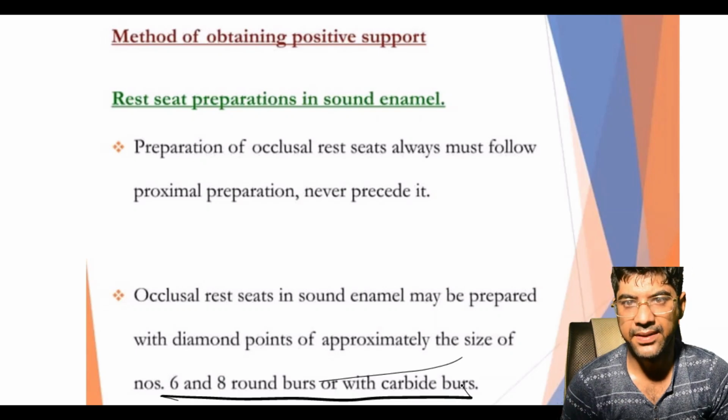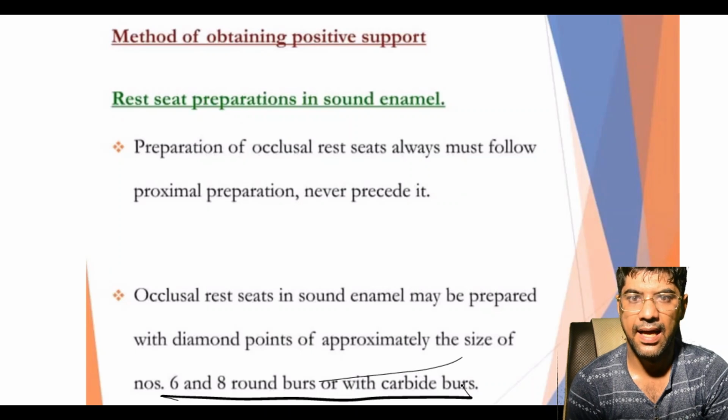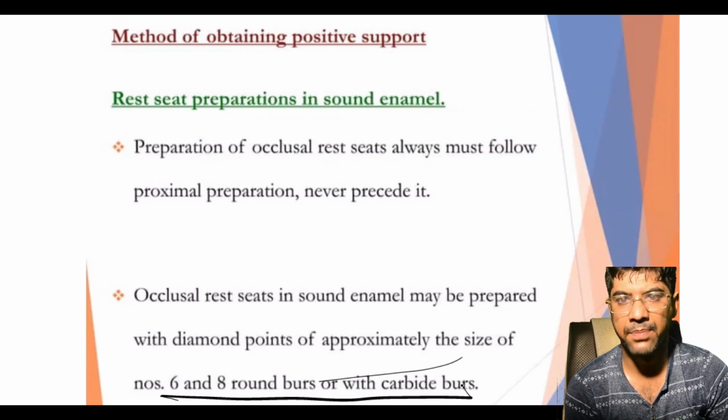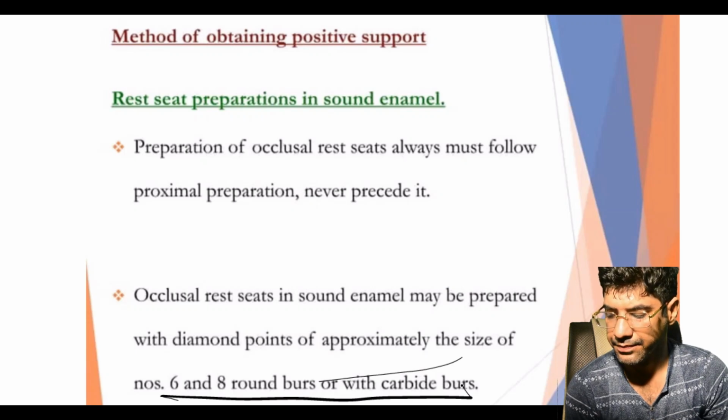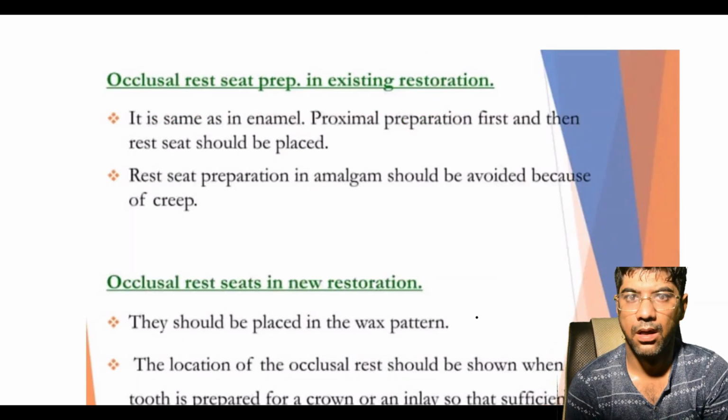Now, rest seat preparation in an existing restoration, as with sound enamel, begins by preparing the proximal surface of the existing restoration. Once the proximal area is prepared, proceed with the occlusal rest. Rest preparation in amalgam: it is generally advised to avoid preparing the occlusal surface in an amalgam restoration. This is due to amalgam's tendency to undergo creep over time, which can affect the stability and accuracy of the rest seat and the overall partial denture.